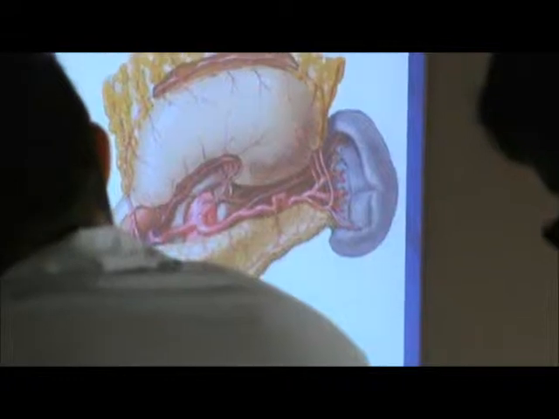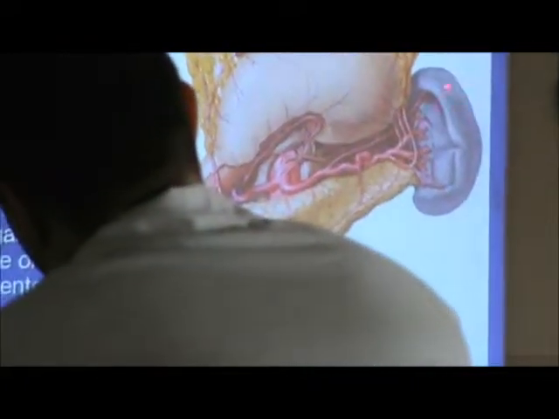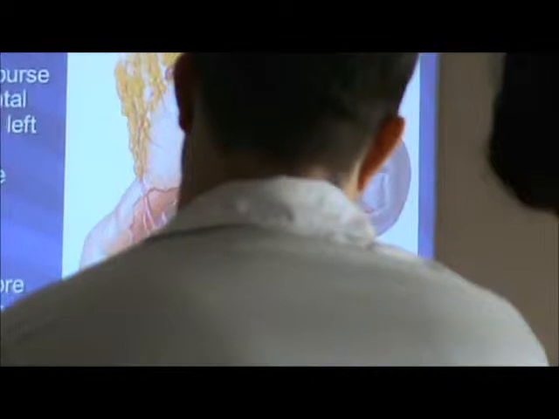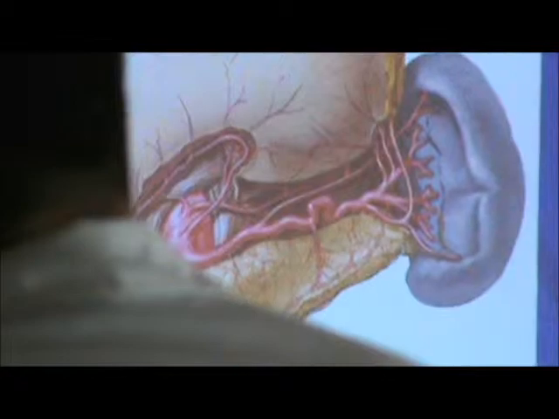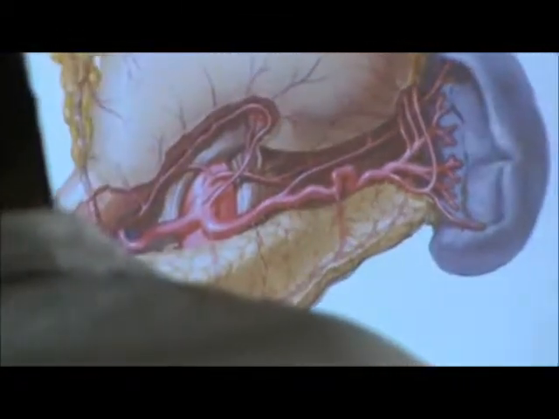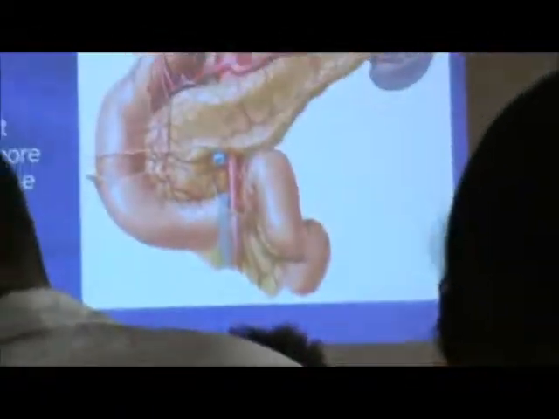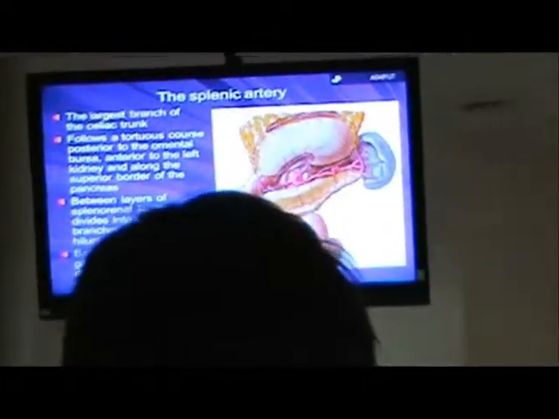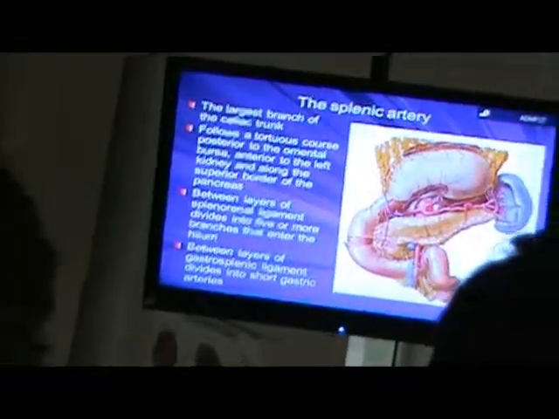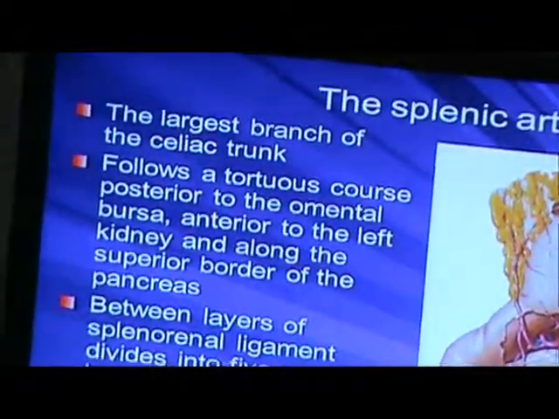Between the layers of the splenorenal ligament it divides into 5 or more branches that enter the hilum. Between the layers of the gastrosplenic ligament it divides into the short gastric arteries and the left gastroepiploic artery, or gastro-omental artery. And look, we can see it, yes? Left gastroepiploic, gastro-omental artery, and the short gastric arteries to the fundus of the stomach.